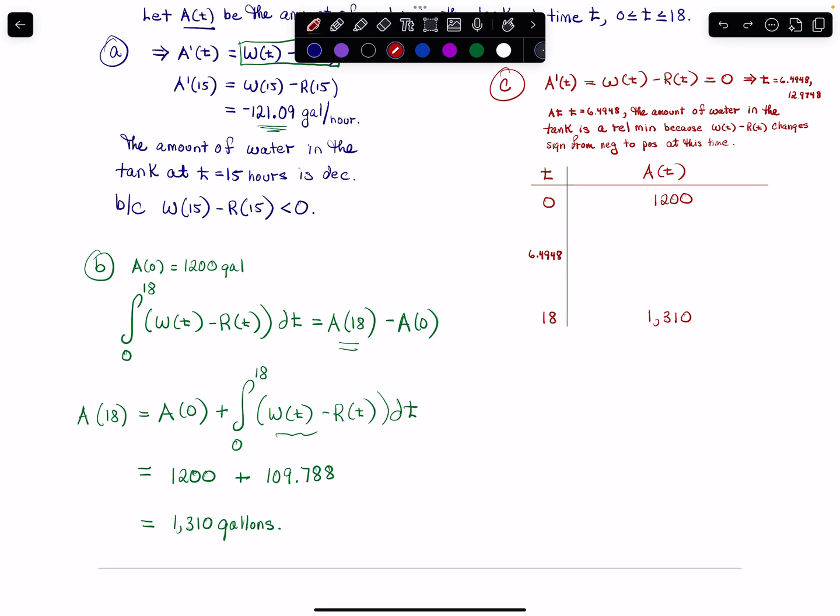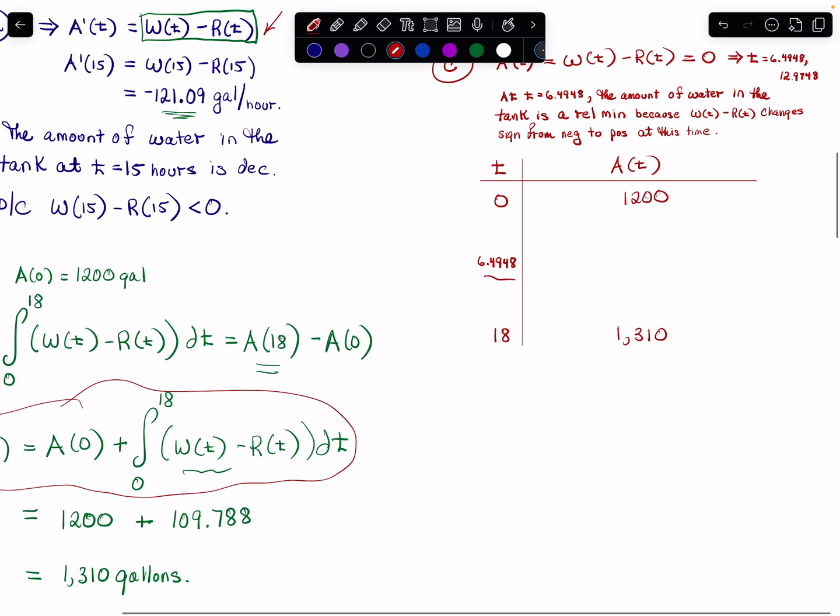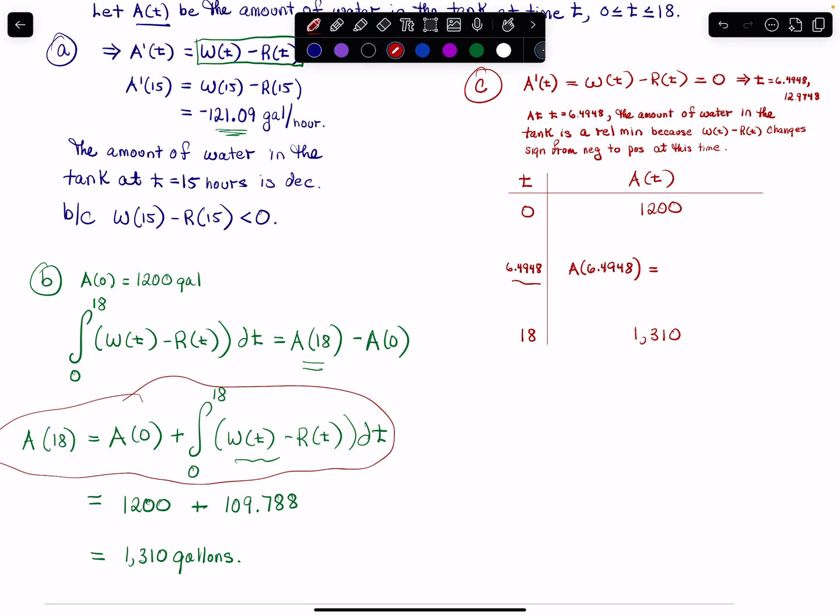What's nice about doing part B is this actually shows you exactly how to calculate the amount of water at any time t, right? And so when I want the amount of water at this time, I am going to use my calculator, but I need to show in the table how I'm calculating it. So I'm going to write here that A of 6.4948, the amount at that time, is the initial amount, which was 1200, plus the definite integral from 0 up to that time.